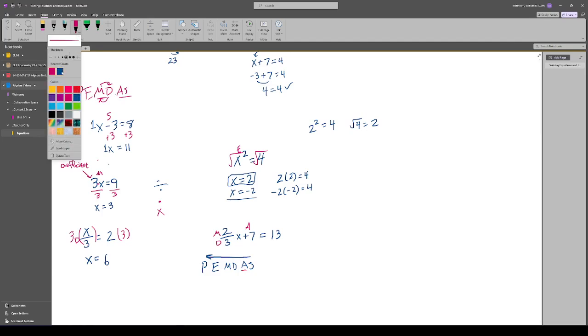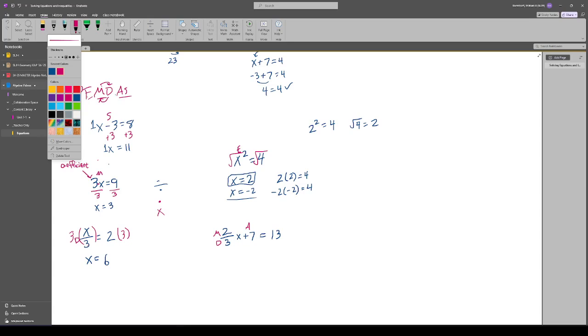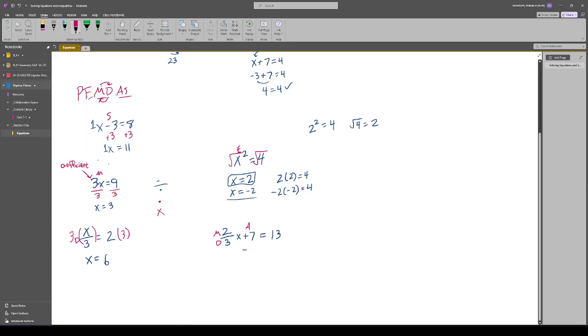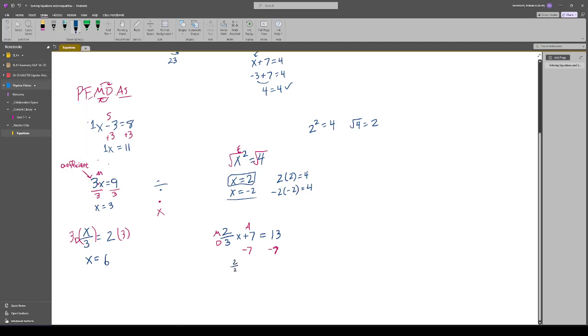So I kind of got in my own way here. Let me just erase. We have PEMDAS written in multiple places. Okay, so my first thing that I need to deal with is this addition, and I deal with that by subtracting 7 on both sides, and then I rewrite what's left over. So I didn't change this 2/3 x, it's still there, and then I have equal to 6.